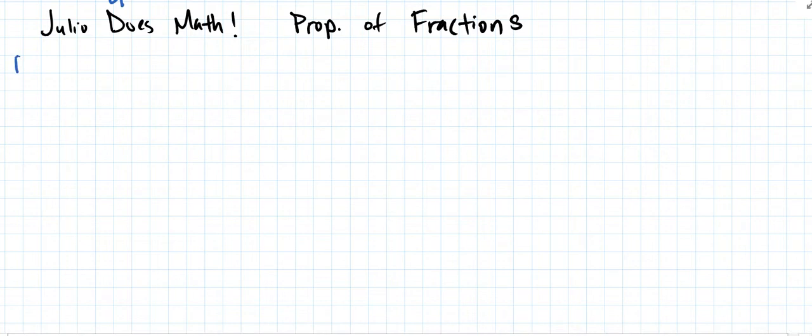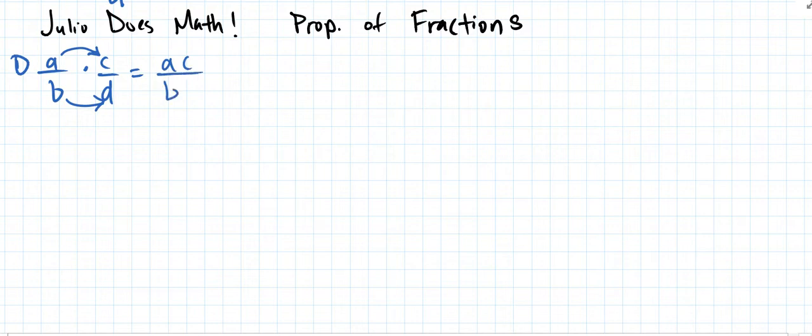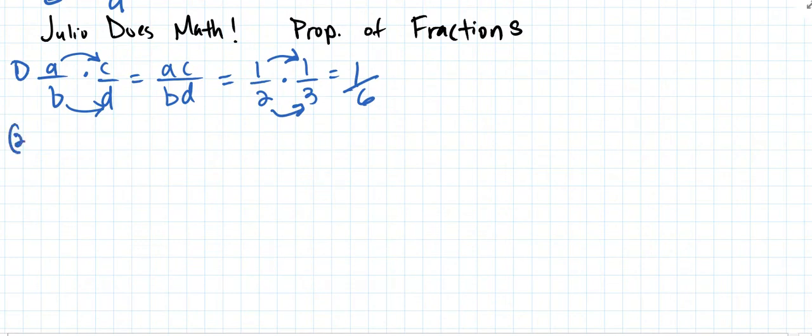So, our first property is a over b times c over d, simply because it's the easiest. To multiply two different fractions, we multiply across, a times c and b times d. So it would be ac over bd. Let's plug in some numbers for that. You have 1/2 times 1/3. To multiply these, you do 1 by 1 is 1, 2 by 3 is 6, 1/6. It's pretty straightforward.